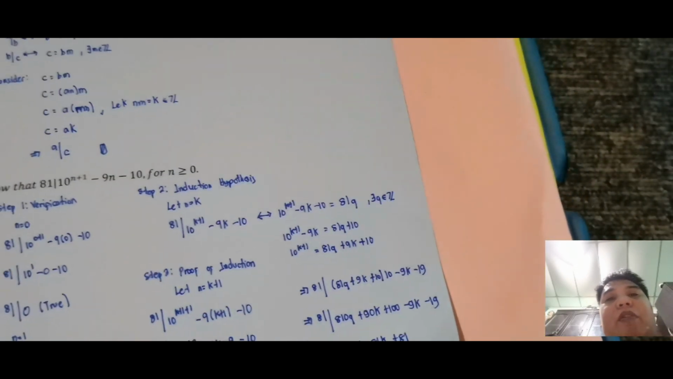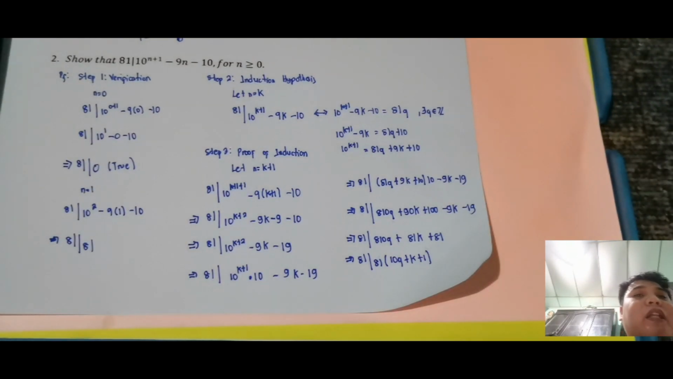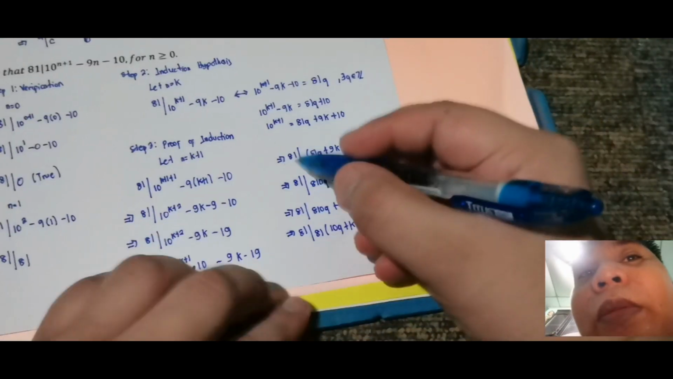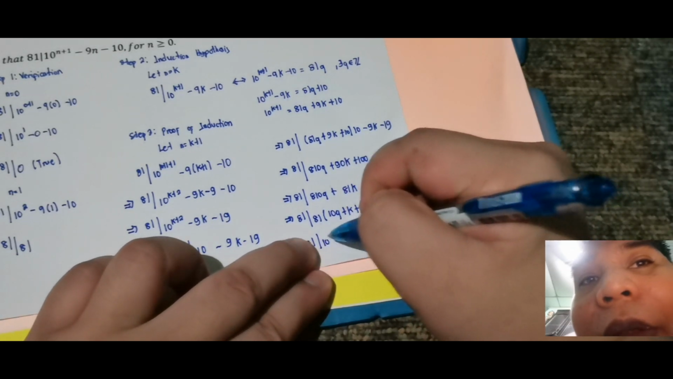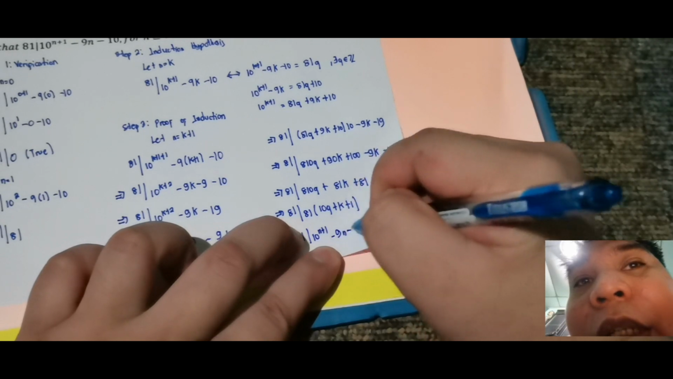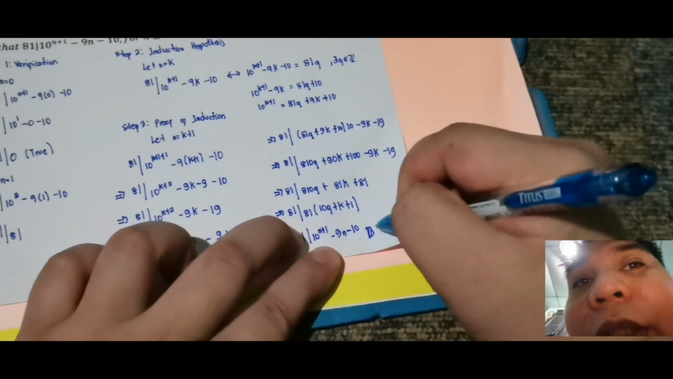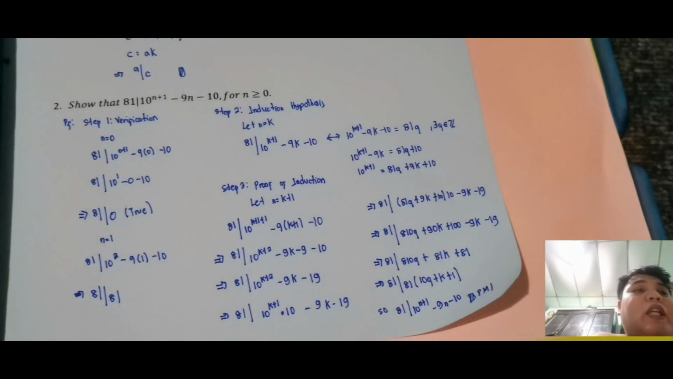So, kung napapansin nyo, sir, dapat pag mathematical induction, mapakita mo na yung left side equal sa right side. So, pagdating sa divisibility, mapakita mo na dapat divisible siya. So kung sa k siya divisible, dapat sa k plus 1 divisible din siya. Therefore, pwede natin sabihin na 81 divides 10 raised to n plus 1 minus 9n minus 10. Okay, so this is by PMI.